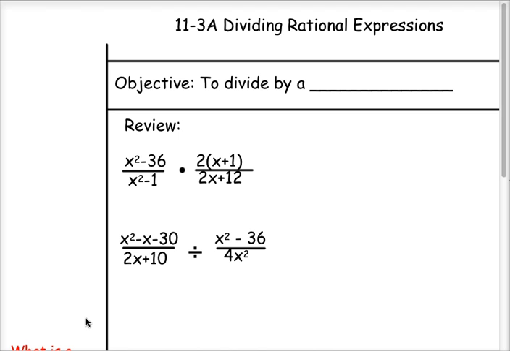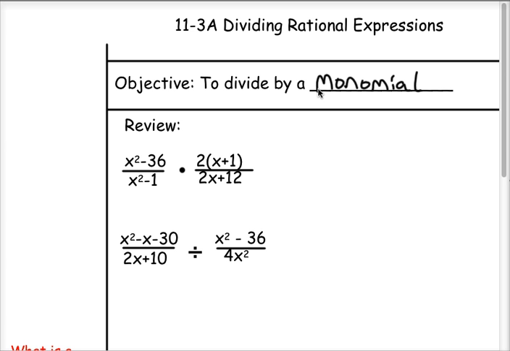Today in 11.3a, we're going to be talking about dividing rational expressions. So our objective, we are working on dividing by a monomial. And again, what does a monomial mean? Well, monomial means dividing by a single term, okay? Just a variable being multiplied by a number. That's what a monomial means, and that's what we're going to divide by.